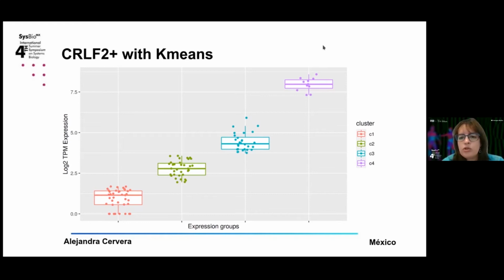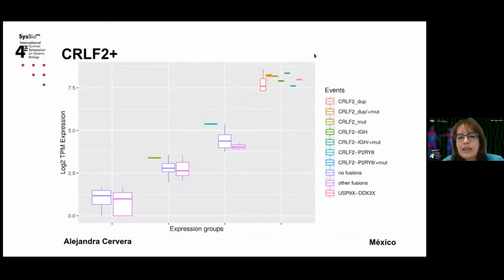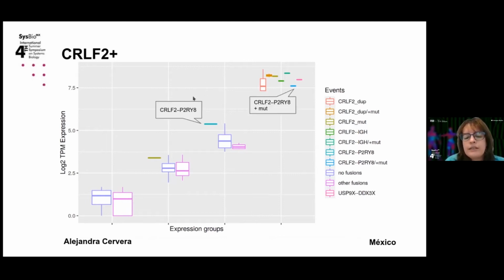And here I'm going to show you the same plot, but now we have the samples with their own categories here. And what we can observe right now is that all of these events are related to CRLF2, except for these three over here. And the one that is the most predominant one is internal duplications of CRLF2. Next, what we observe is that this fusion gene is here in these two groups, but the difference between these groups is that this one, apart from the fusion, has also a mutation.